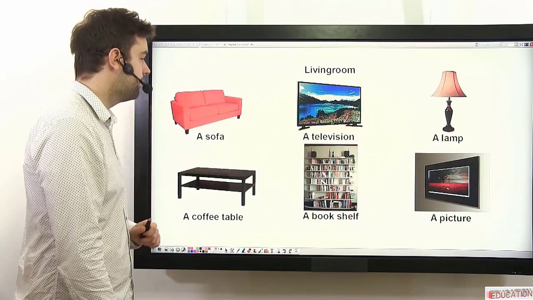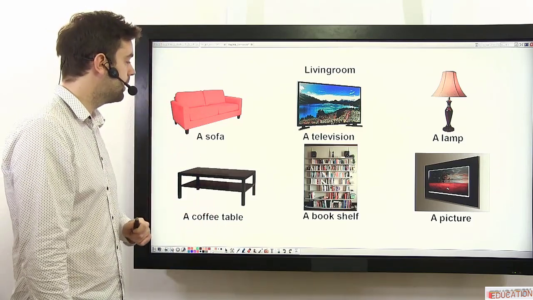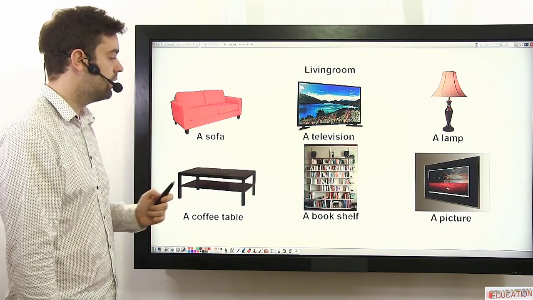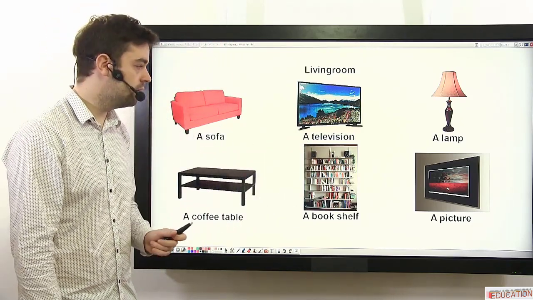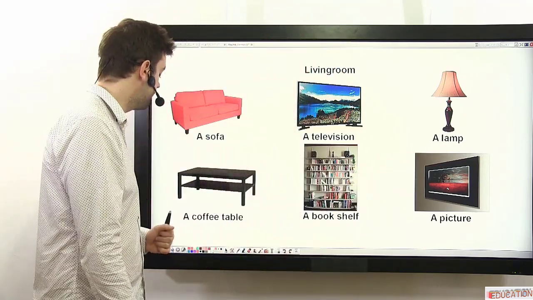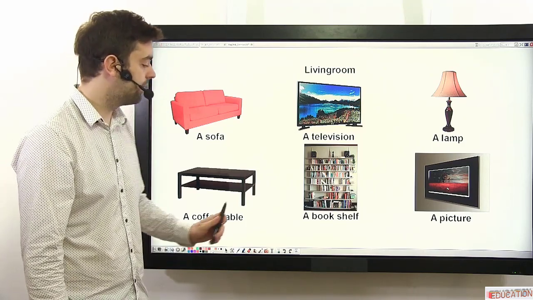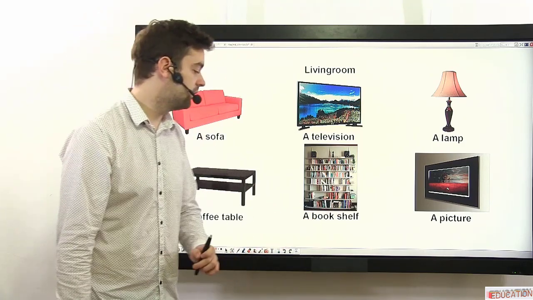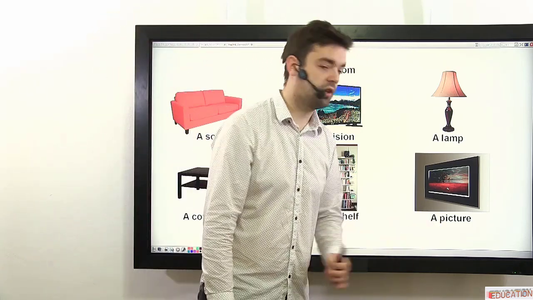In the living room, you might find a sofa, a television, a lamp, a coffee table, a bookshelf, and a picture.